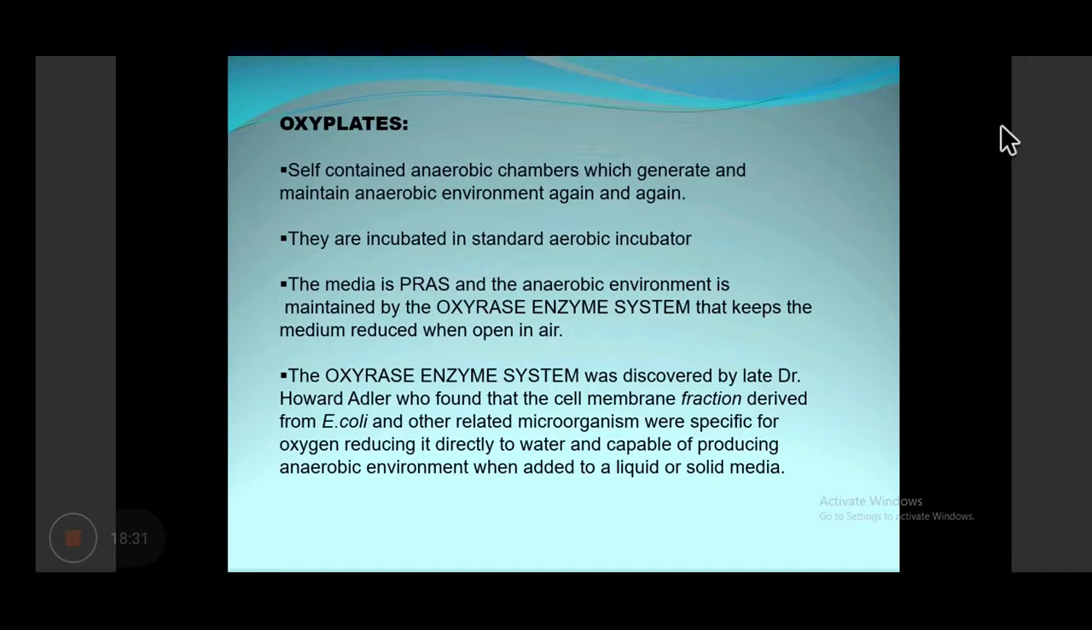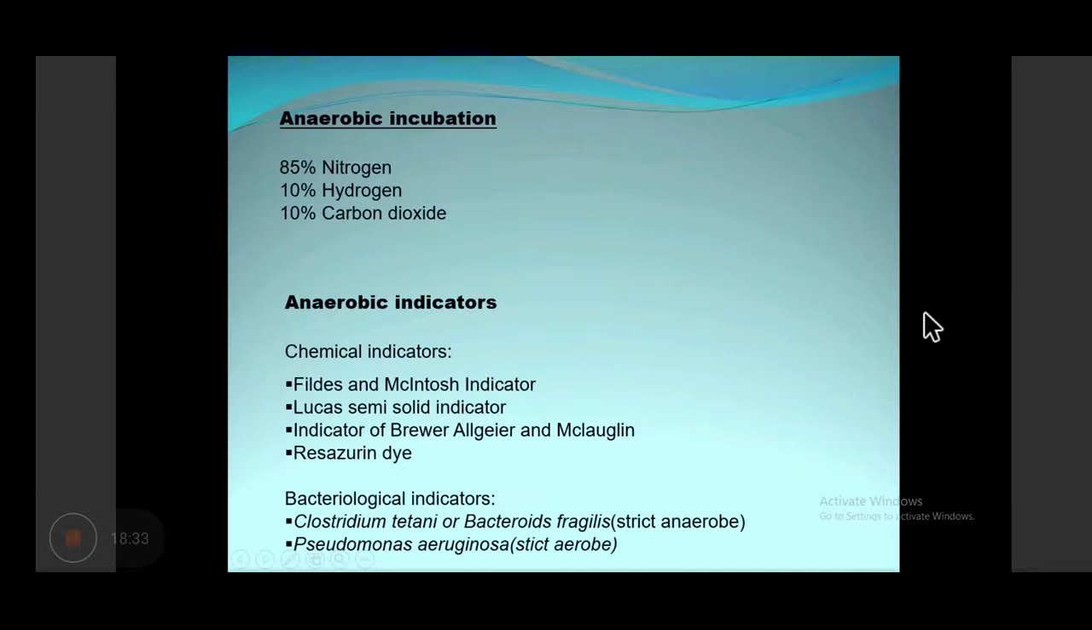What are the anaerobic incubation conditions? There should be 85% nitrogen, 10% hydrogen, 10% carbon dioxide. Or there are indicators, there are incubation conditions.